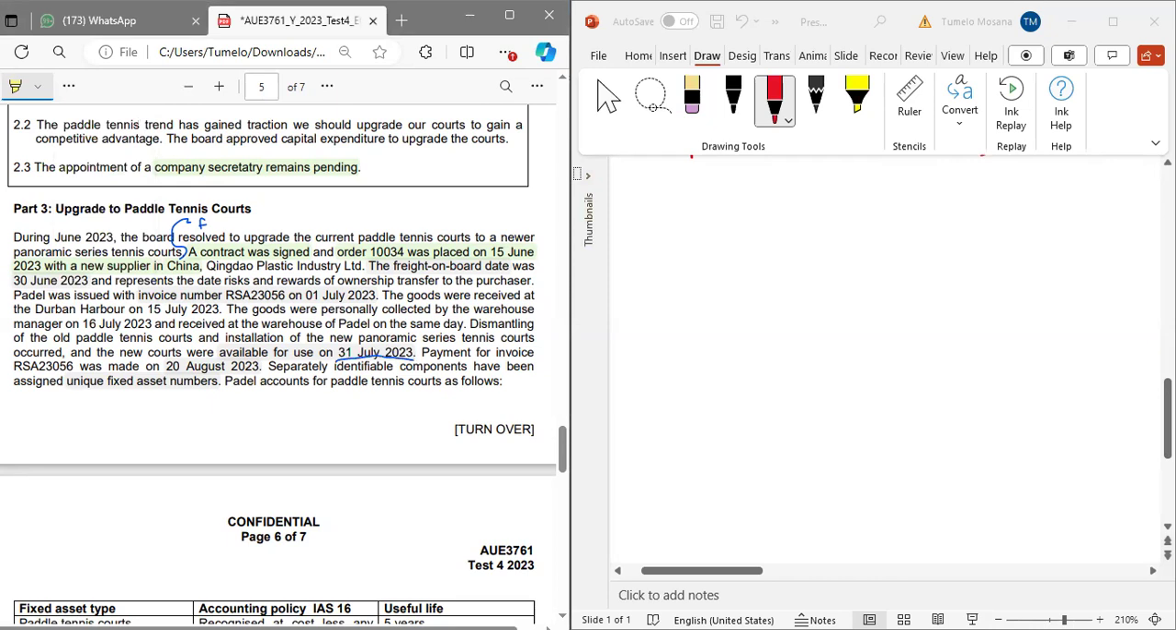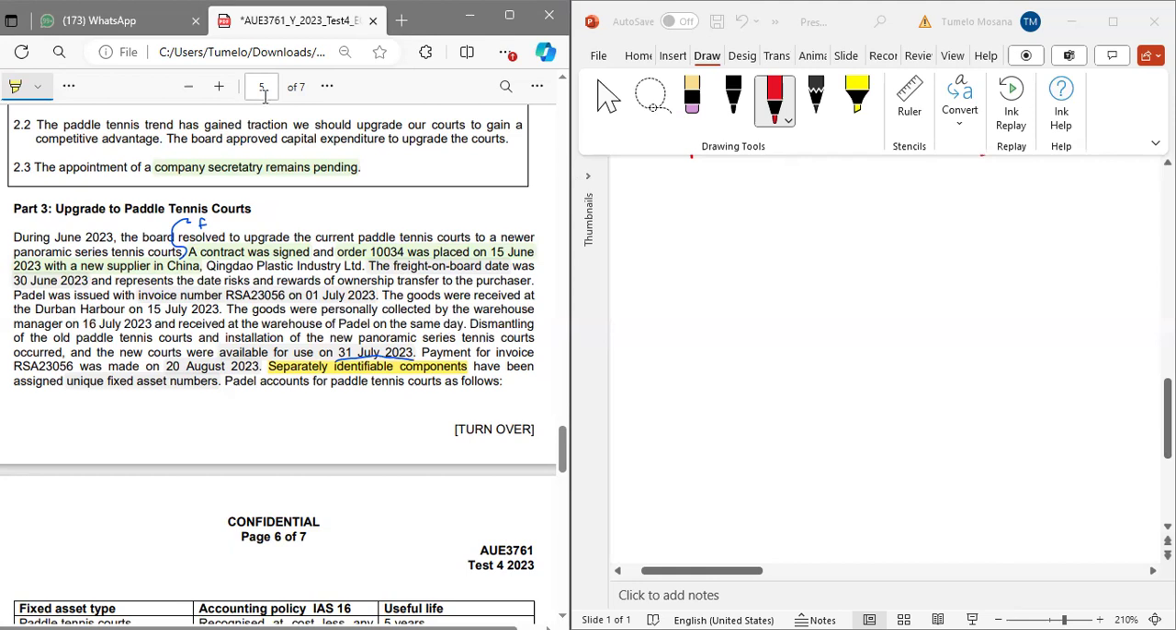So now, payment for the invoice, as I've mentioned, was made on the 20th of August 2023. Separately identifiable components have been assigned unique fixed asset numbers. So separately identifiable components should be capitalized to the PPE because they are identifiable and they are capable of being separate.